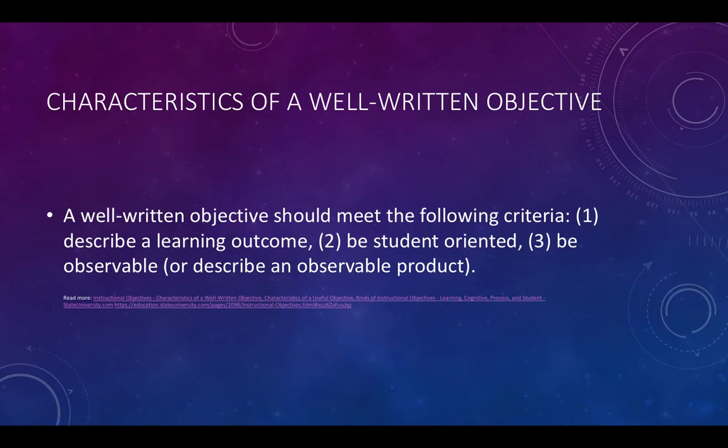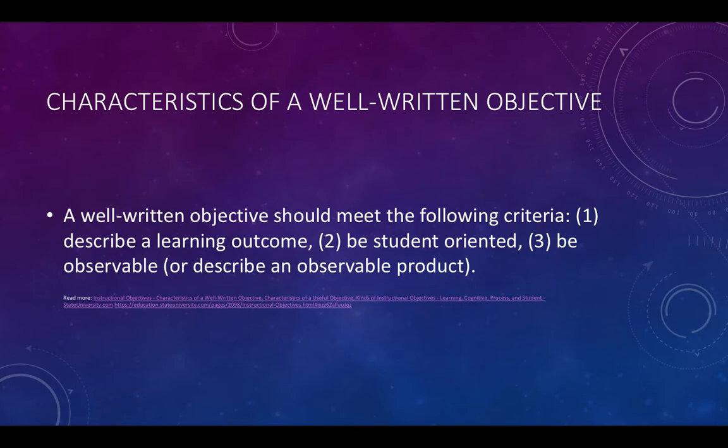A well written objective should describe a learning outcome. So for example, to correctly spell the spelling words on page 17, for example, in a book. It should not describe a learning activity. What it should describe is the learning outcome. Learning activities are important in planning and guiding instruction, but they are not to be confused with instructional objectives. So again, first one, it should describe a learning outcome.